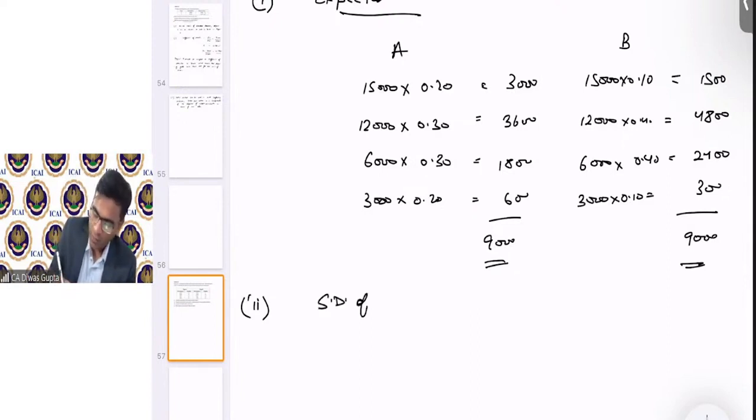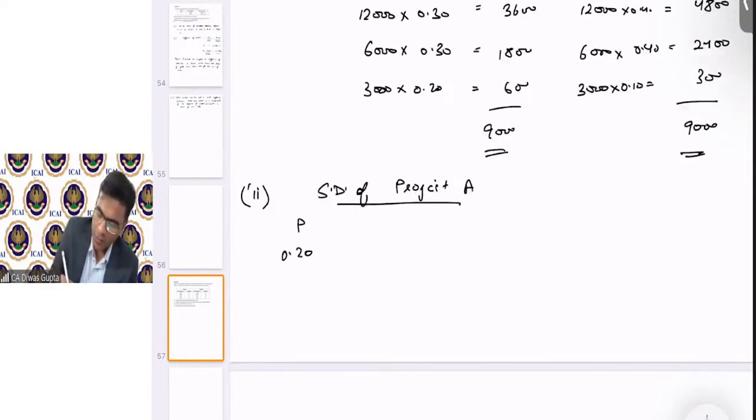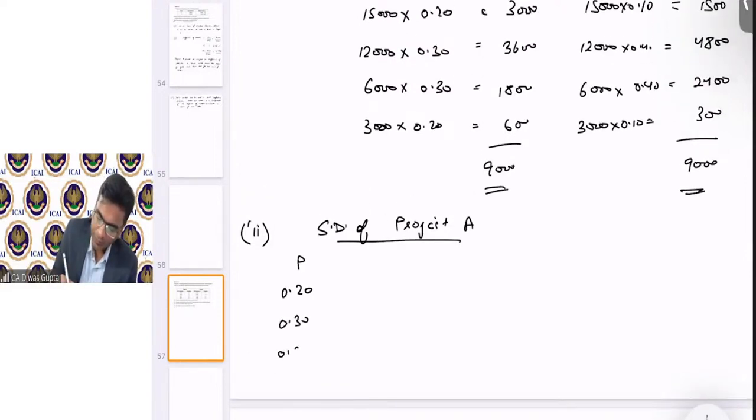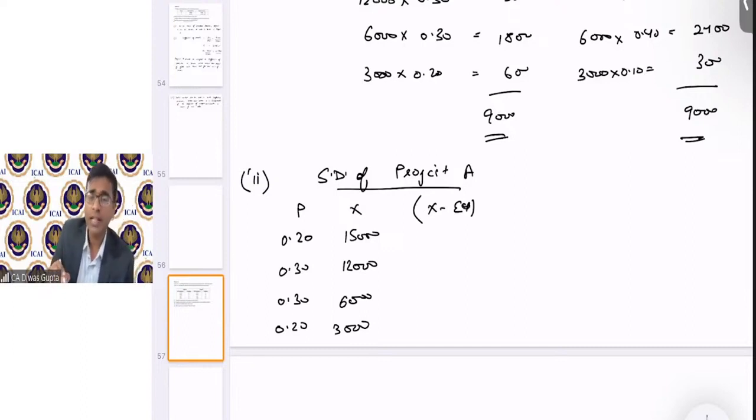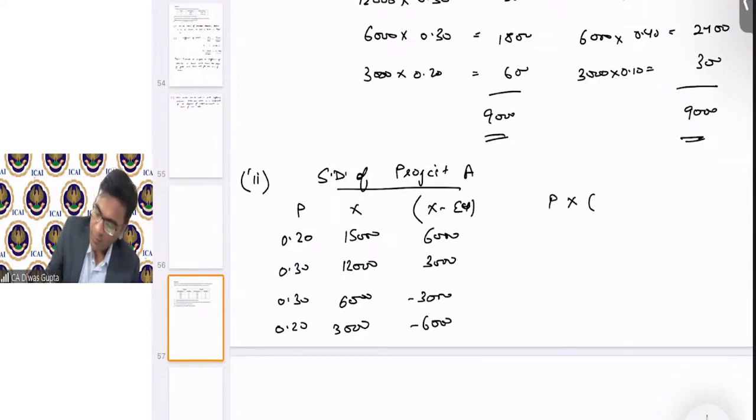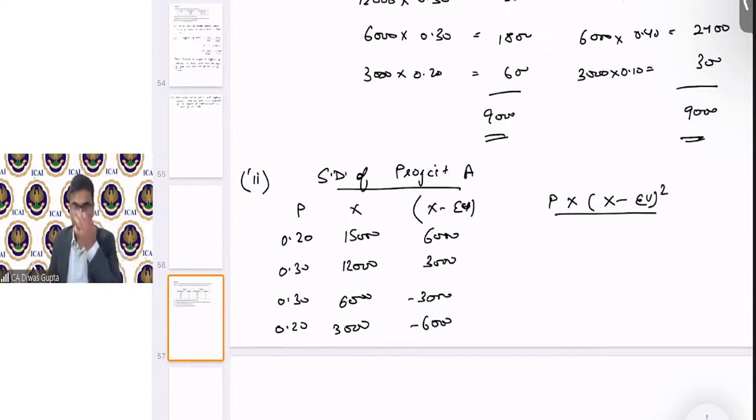So let's calculate SD of project A. We'll just simply put the observations. Probability was how much? 20%, 30%, again 30%, and then 20%. Then in project A, the X observations were 15,000, 12,000, 6,000, and 3,000. So X minus expected value will be how much? Expected value was 9,000. So 15,000 minus 9,000 is 6,000. 12,000 minus 9,000, 3,000. 6,000 minus 9,000, minus 3,000. 3,000 minus 9,000, minus 6,000. So in this, we will multiply probability with (X minus expected value) square. Correct? This is whatever the formula for standard deviation is.